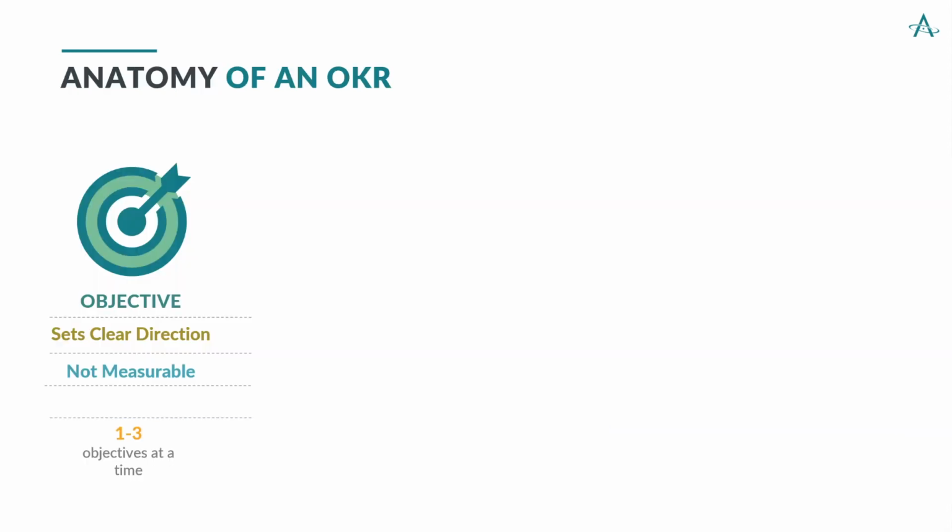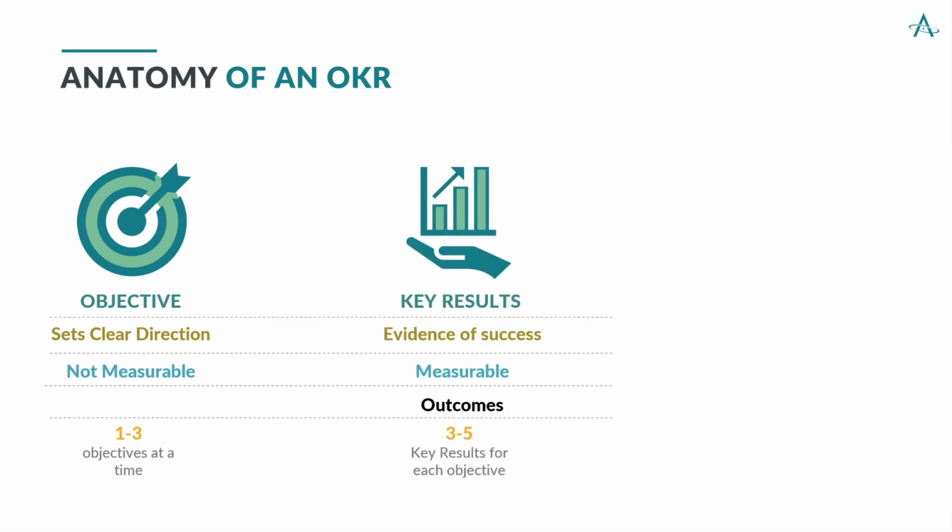So now let's take a few moments to discuss the anatomy of an OKR. The O in OKR stands for objective. An objective is a clear and inspiring direction that is set to guide the organization. It is typically not measurable, and an organization may have between 1 and 3 objectives at any given time. Key results are the evidence that you're succeeding at achieving your objective. They are measurable, and they are outcomes, as opposed to efforts or activity. And the organization will have 3 to 5 key results for each objective.